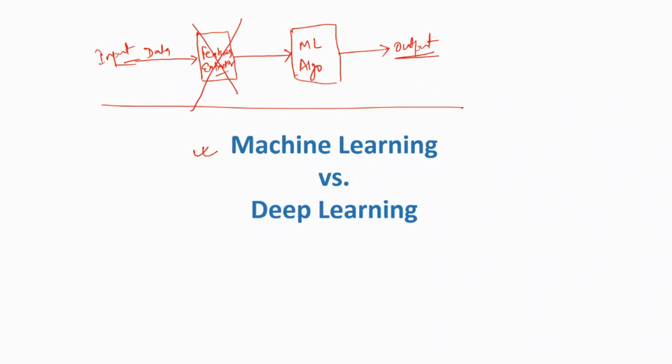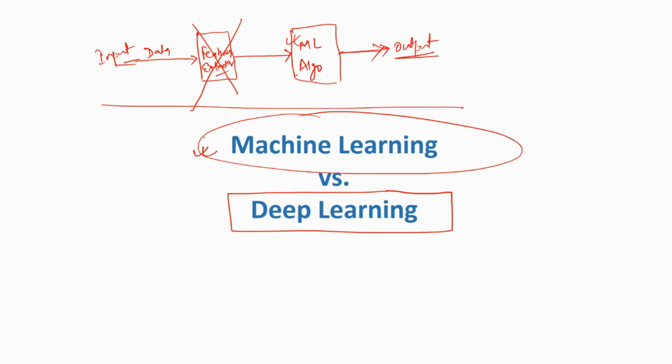Okay, and if you don't need to provide these feature extractors, who will do? These algorithms are efficient enough that they will learn the features from the input data, and after learning the features, automatically by itself, it will take some decisions and it will give you the output. This is the main difference between your machine learning and deep learning algorithms.